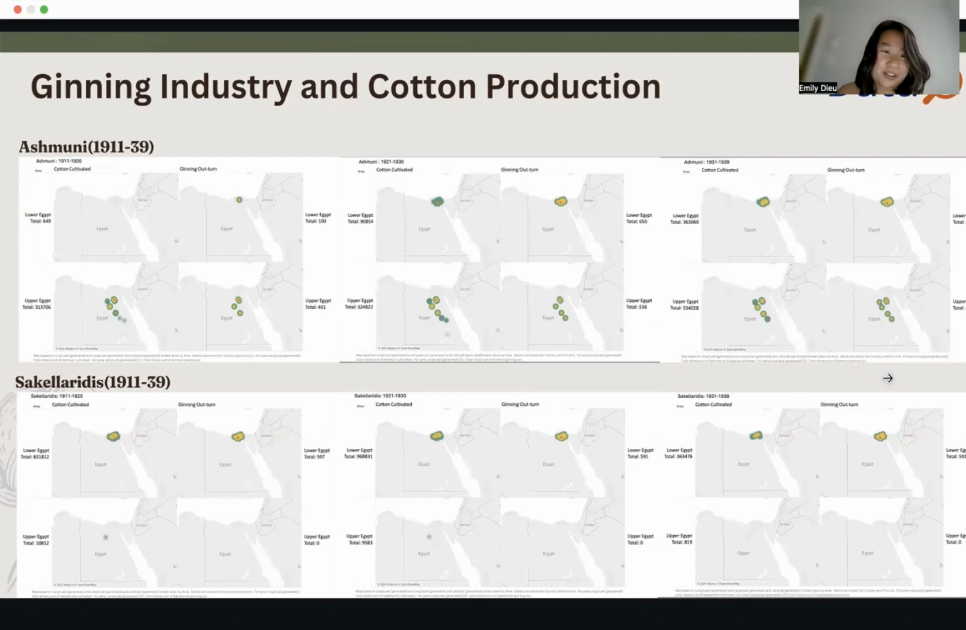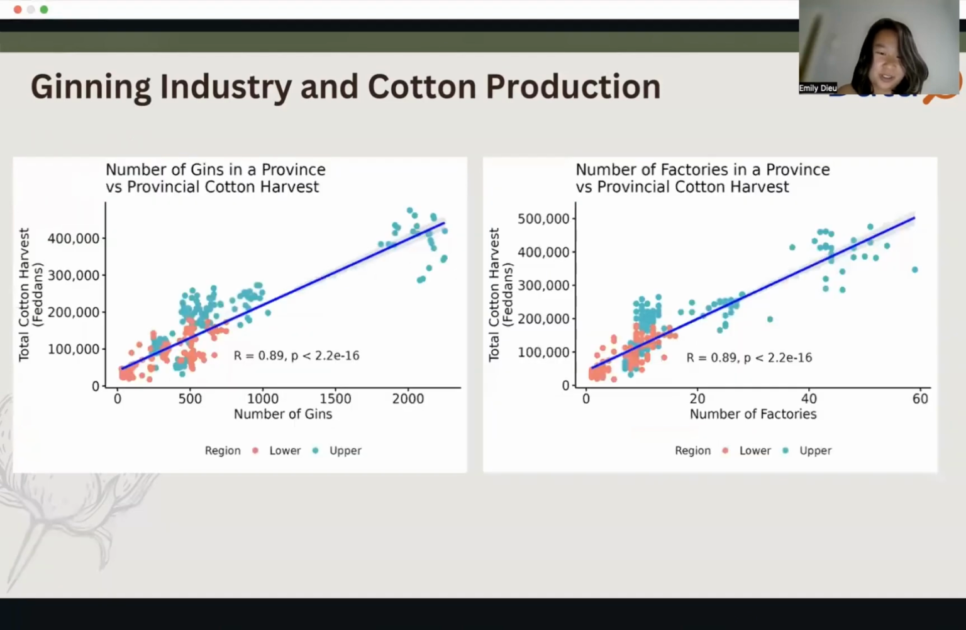In goal 3, we analyzed how characteristics of the ginning industry, in particular, geographical location of factories and gins, influences how much cotton is produced. So you can see we've done some geographical visualizations for this. The left part of each graph shows how much cotton is cultivated in a certain region versus the right half of the graph, which shows how many factories are included. The next slide contains statistical analysis on this relationship.